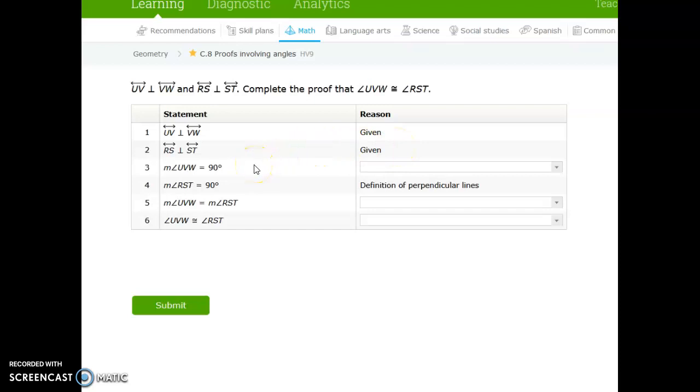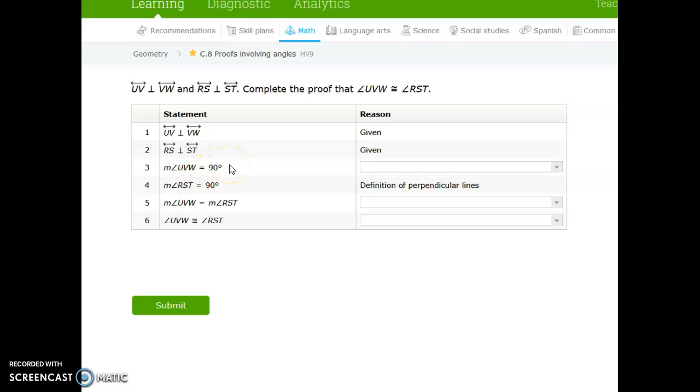All right, the next one says the measure of angle UVW equals 90 degrees. Okay, so if UV is perpendicular to VW, then by the definition of what a perpendicular line is, angle UVW must be equal to 90 degrees.